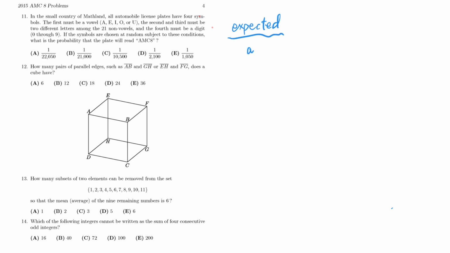The probability is the expected event over all events. The expected is just AMC8, that's the one case. What are all events? That's the license plate, the 4 symbols. So 1, 2, 3, 4. The first one must be a vowel. So the total vowels is 5. So we have 5 choices from A, E, I, O, U. We can choose one.